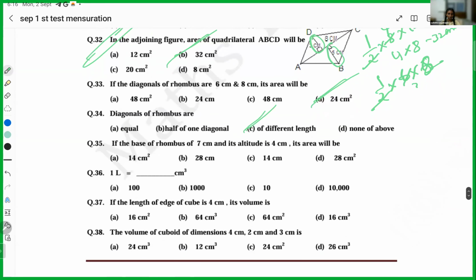No, sir. Next question. If the base of a rhombus is 7 centimeter and its altitude is 4 centimeter, its area will be. What is the answer for this? Sir, 14 centimeters. So here they are asking the base of the rhombus. Never get confused when they say the base of the rhombus. Altitude means what? Height.